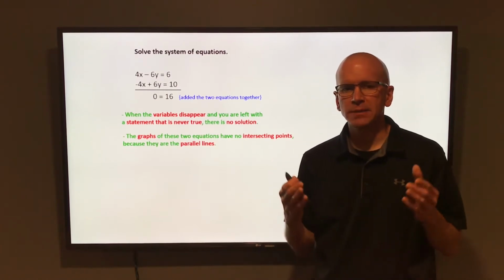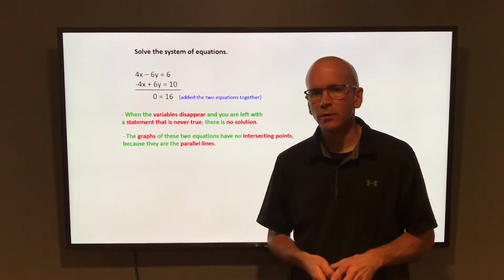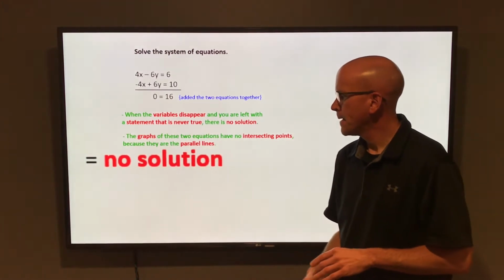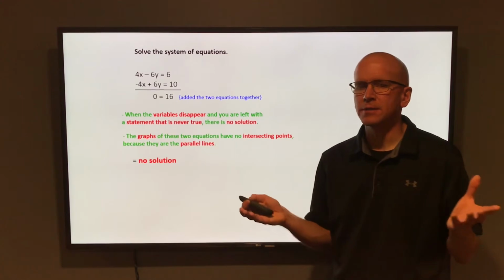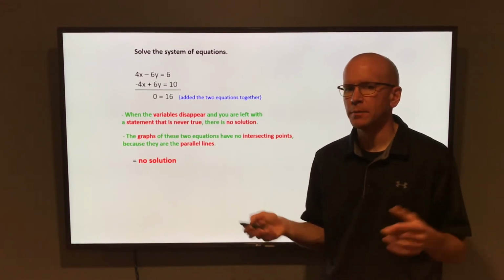Infinite solutions means it's the same line. No solution means you're dealing with parallel lines. So if we got these in slope-intercept form like we did the last one, what are you going to see about the slope and the y-intercept? What's going to be true?